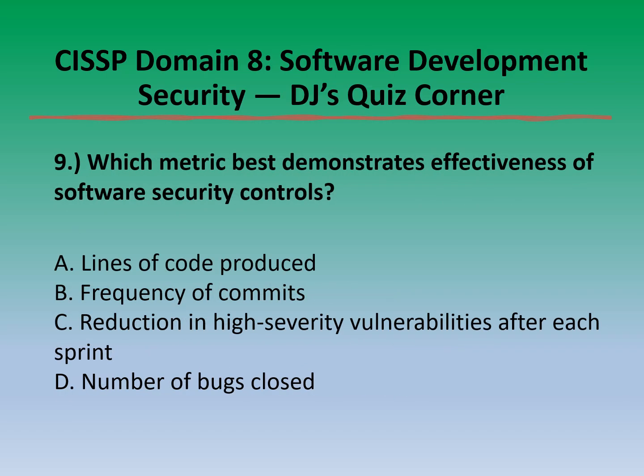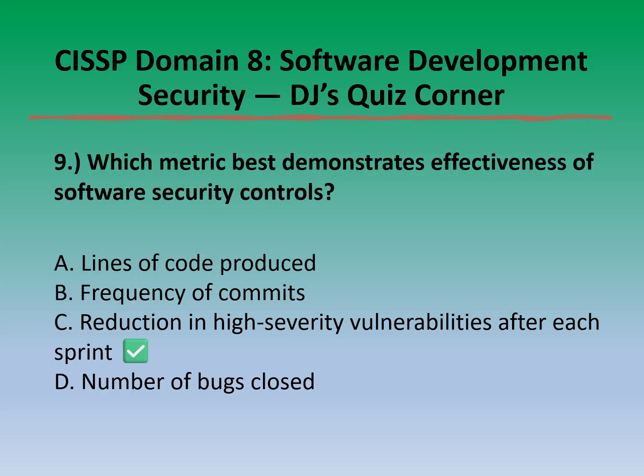Question 9. Which metric best demonstrates effectiveness of software security controls? A. Lines of code produced. B. Frequency of commits. C. Reduction in high severity vulnerabilities after each sprint. D. Number of bugs closed.